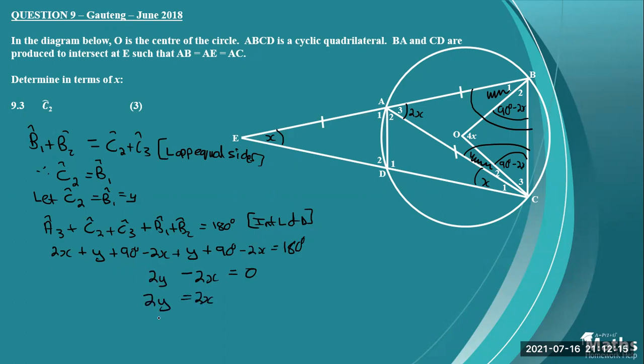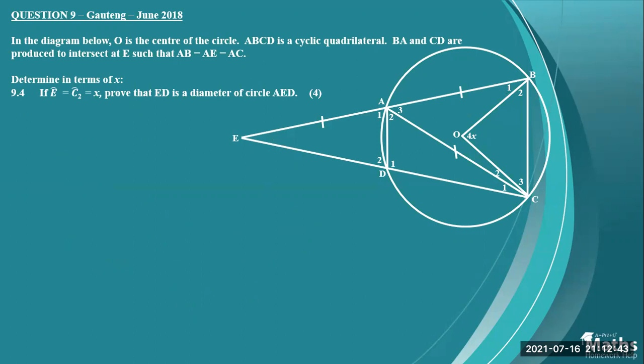And just divide by 2, so y is equal to x. Y is equal to x, and we said we made C2 equal to B1, so therefore C2 is equal to x. Seems we only have x's and 2x's. So that one is an x and that one is an x, right? Hope you've got that one.